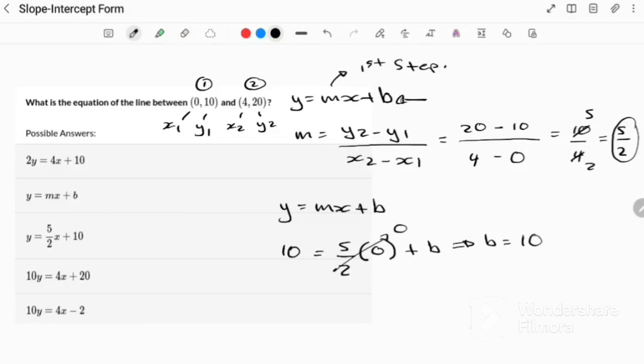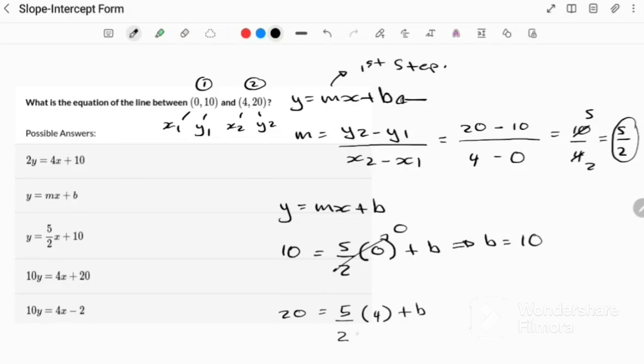Let's do the same thing with number 2, just to see that, in fact, we do get the same answer. Let's take point 2, 4, 20. So our y is 20. Our m remains the same. The slope does not change. Our x is 4. And we're trying to find b.